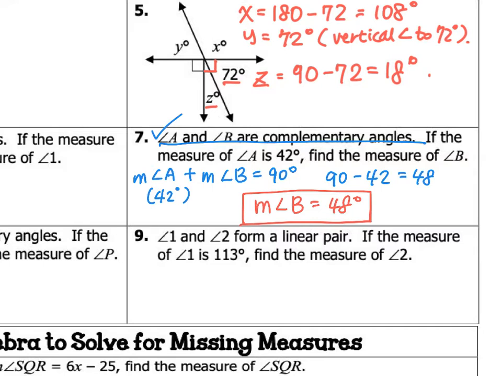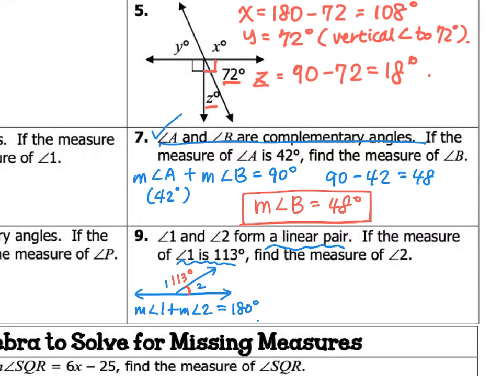Number 9, angle 1 and angle 2 form a linear pair. So what does a linear pair mean? It looks like this, right? I don't know which one is the bigger angle, but let's say like this. That's angle 1 and 2. As you can see, measure of angle 1 plus measure of angle 2 equals 180 degrees. Oh, it says here angle 1 is 113. So I guess I drew it correctly. So this is angle 113 degrees.